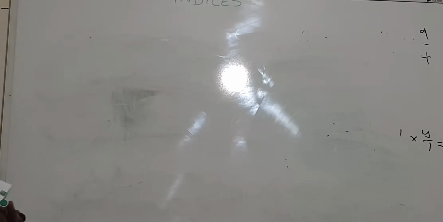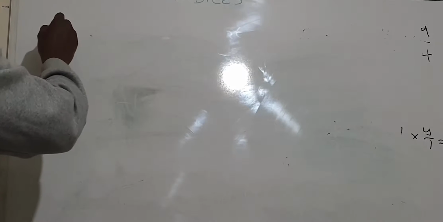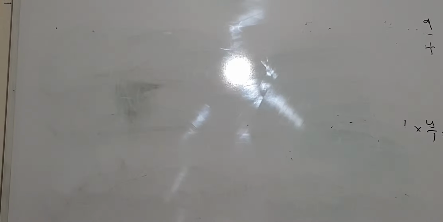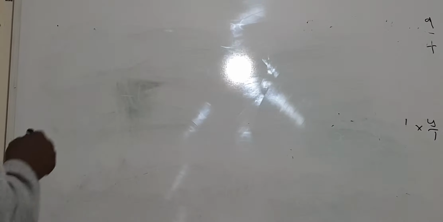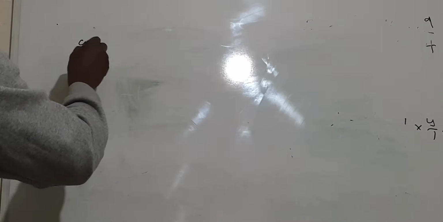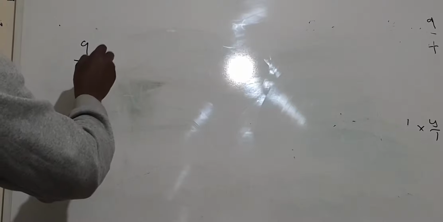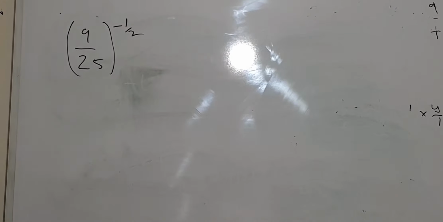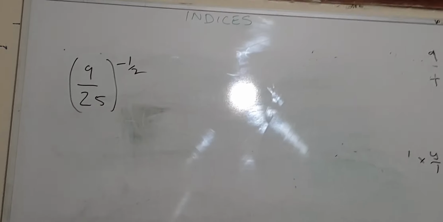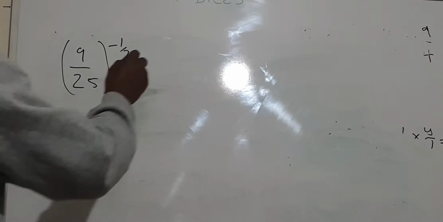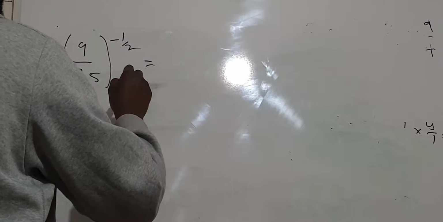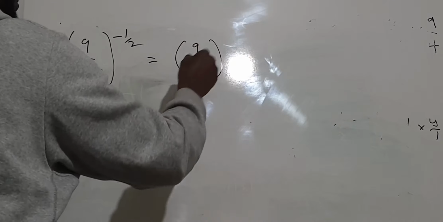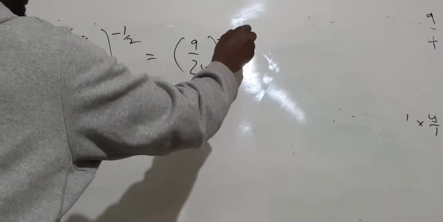They said 27. Where is that? Okay, it's here. 9 over 25 to power minus half. Same thing I told you. You just have to analyze this. The reciprocal. Yes, because this is 9 over 25 to power minus 1 times half.